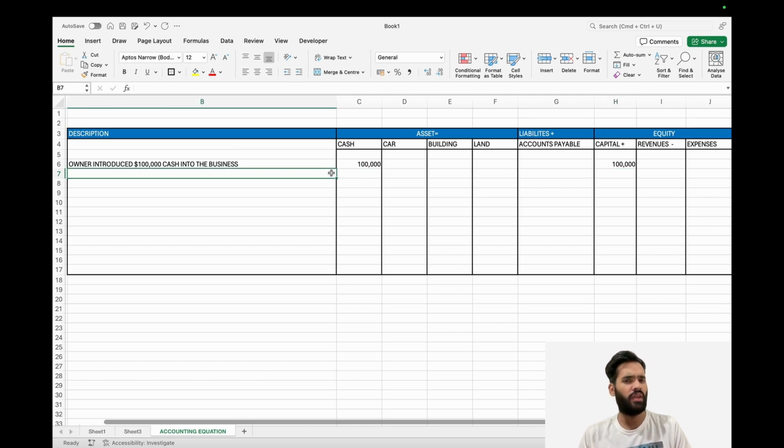Okay, so now we are starting to build some concept here. When the owner puts anything into the business, it increases the capital account, which just keeps track of how much money was introduced by the owner, to keep it simple for now. And cash is also increasing by $100,000. Now that's the first transaction. Let's go to the second transaction.